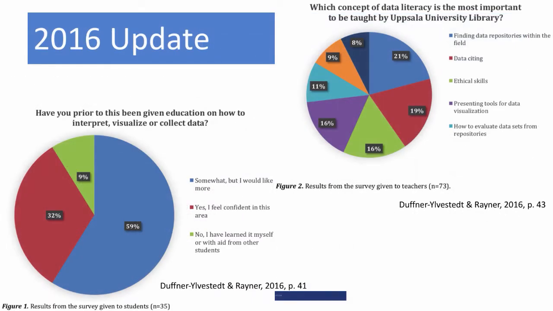After reading the articles by Bruce, I wondered if there was an update and if the perspective had changed since 2006. A 2016 study conducted in Sweden's Uppsala University revealed that learners want to know more about information literacy, and educators believe that finding data repositories and citing data are the most important concepts to be taught. Do you think these align? Knowing this information, what could this university do to help their learners and help their educators?